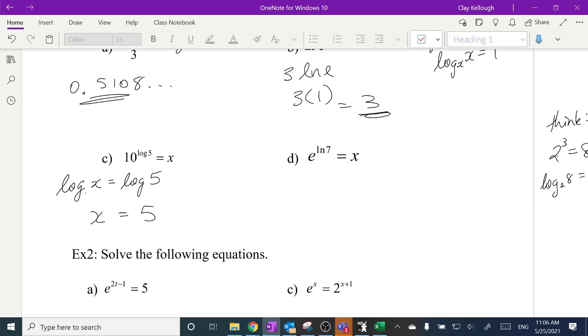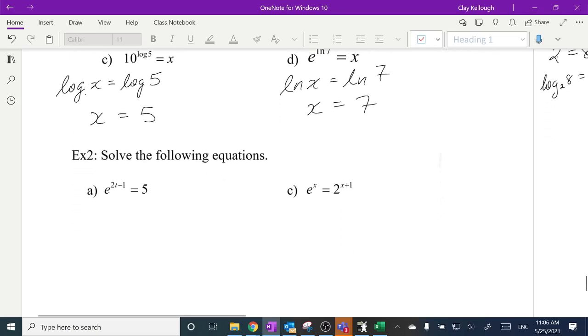So if you understand how to do that with base 10 logs, the exact same logic works here. You can just simplify this to the natural log, because e is my base, so that's what the natural log means, of my argument is the answer. So x equals 7. Okay, so there's how natural logarithms work. They work the exact same way as other logs.